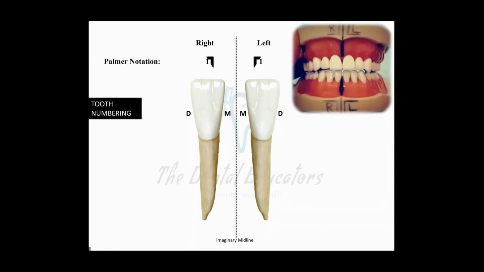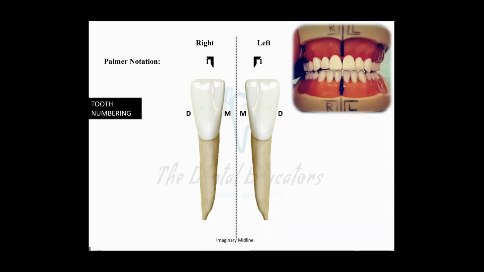Now as per the next numbering system, that is the Palmer notation system, we already know that we make up the main thing, that is the symbolic representation, because the Palmer notation system is basically a symbolic representation. So we make up a symbol like this for the lower right hand side, and as the mandibular central incisor is the first tooth from the midline on the right hand side, we mark it as tooth number 1.